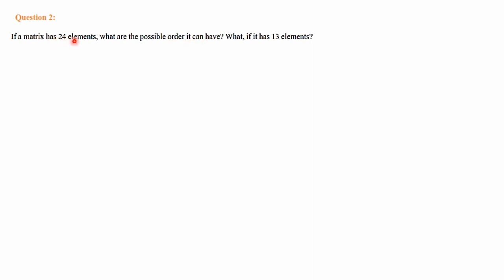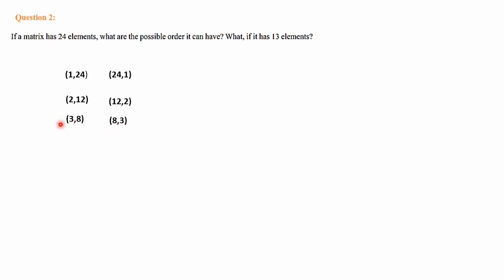If the number of elements is given to us, we know that the number of elements can be calculated by multiplying the number of rows and columns. Means 24 we have to write as pairs of numbers whose product is 24. First of all, if we consider 1 into 24 is 24. So 1 comma 24 is one possible order, means 1 row and 24 columns. When we reverse it, that is also a possibility, that means 24 rows and 1 column. Next, when we consider 2 and 12, multiplying we will get 24. So 2 comma 12, another pair is 12 comma 2. Then next is 3, when we consider 8 into 3 is 24. So 3 comma 8 is one pair and 8 comma 3 is another pair.